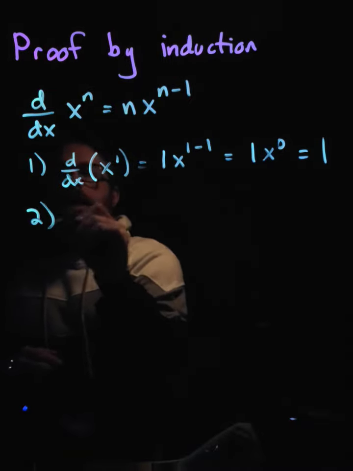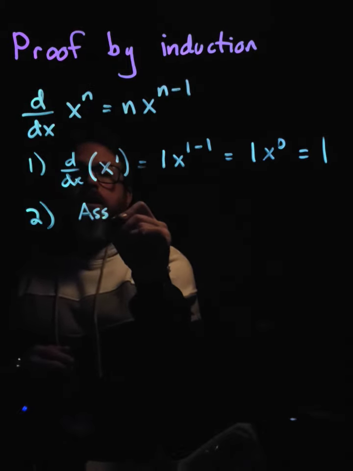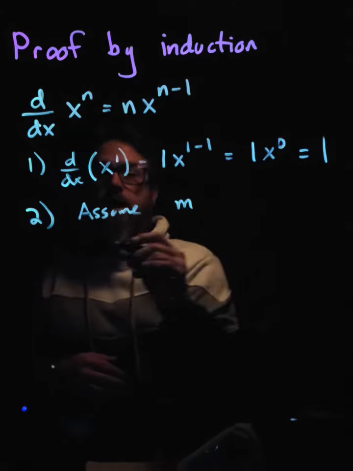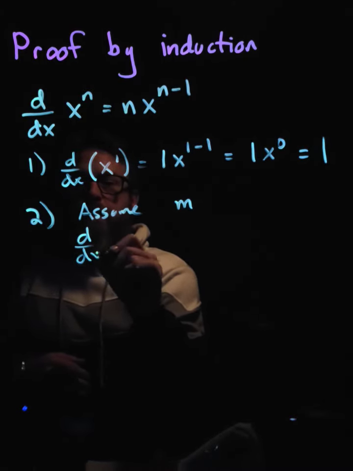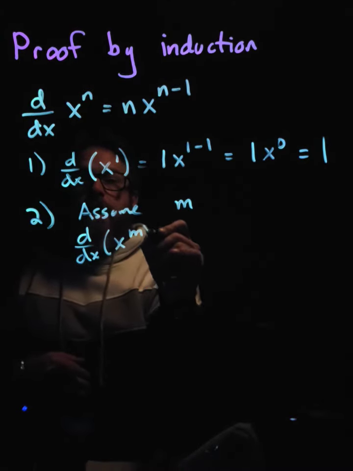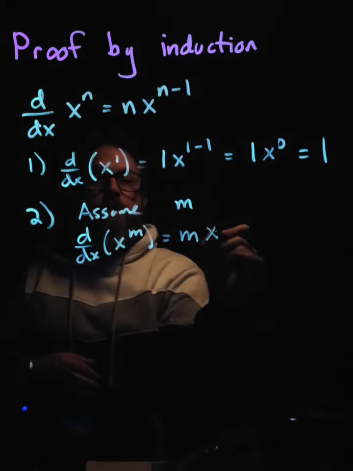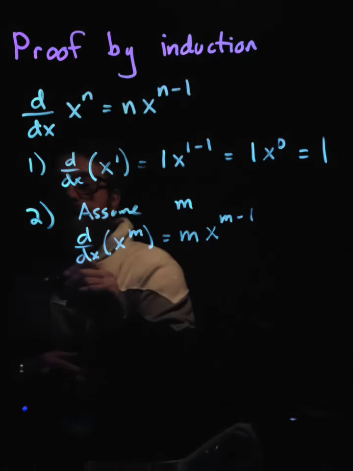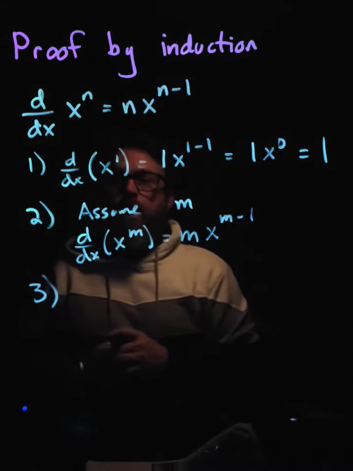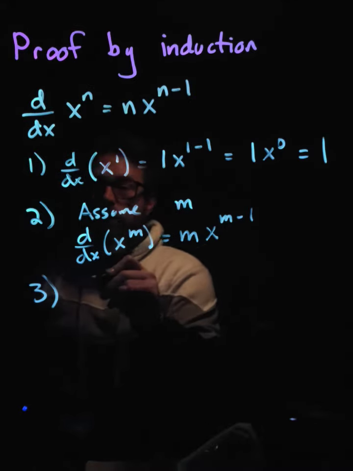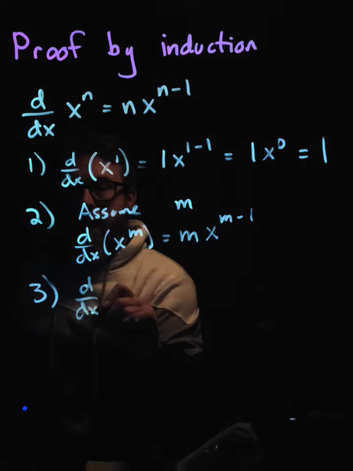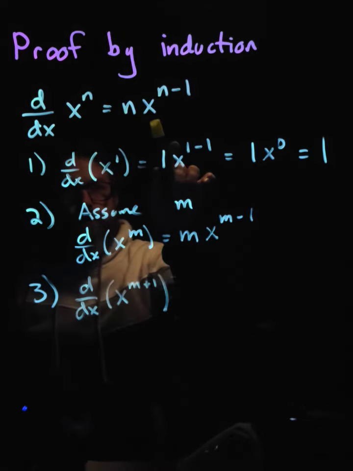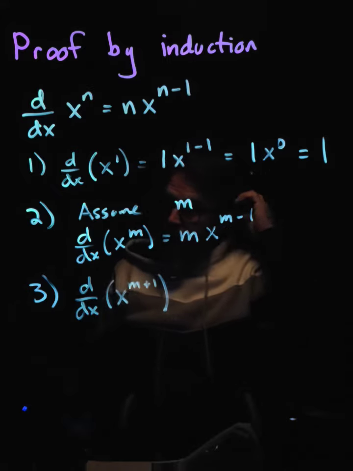So the second thing, we're going to assume this works for some m. So assume m. What that means is the derivative with respect to x of x to the m will be equal to m times x to the m minus 1. Now we have to verify that it works for 1 bigger. So what about the derivative with respect to x of x to the m plus 1? If this follows this rule, then our proof is done and this is verified.